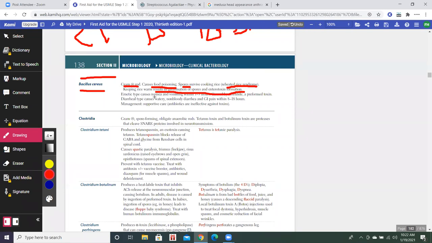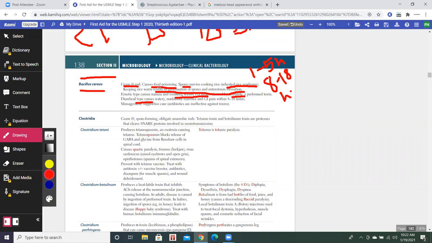The emetic type will cause nausea and vomiting within 1 to 5 hours. There are two types, that is emetic and diarrheal type. If it's the emetic type, this will cause the damage in 1 to 5 hours. And if it's the diarrheal type, this will cause the damage in 8 to 18 hours. The name of the toxin that is produced is cereulide, and this is the toxin that can cause the damage in the emetic type more or less.